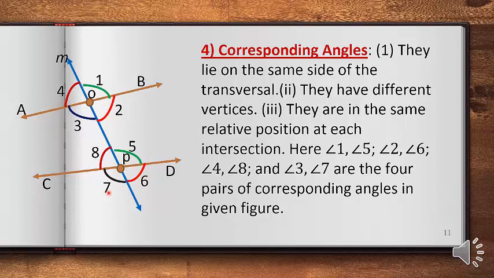So when two lines are cut by a transversal, we have four pairs of corresponding angles. When two lines are cut by a transversal, how many pairs of corresponding angles do we get? We have four pairs of corresponding angles. What are they? Angle 1, angle 5, angle 2, angle 6, angle 4, angle 8 and angle 3 and angle 7. Did you all understand, children?